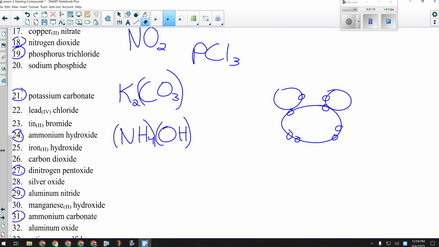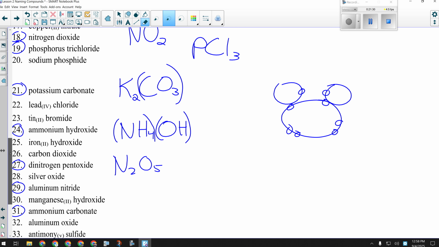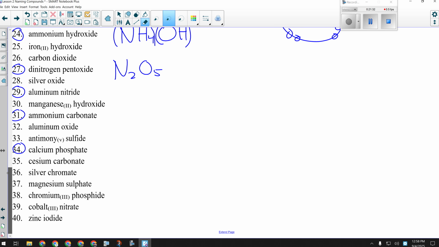All right, one more, right? Number 27, dinitrogen pentaoxide. Ionic or molecular? Molecular, both nonmetals. N2O5. Okay, keep going there, guys. Almost done that page. And what do we got? 3 left. I'll give you a couple minutes and we'll do those.